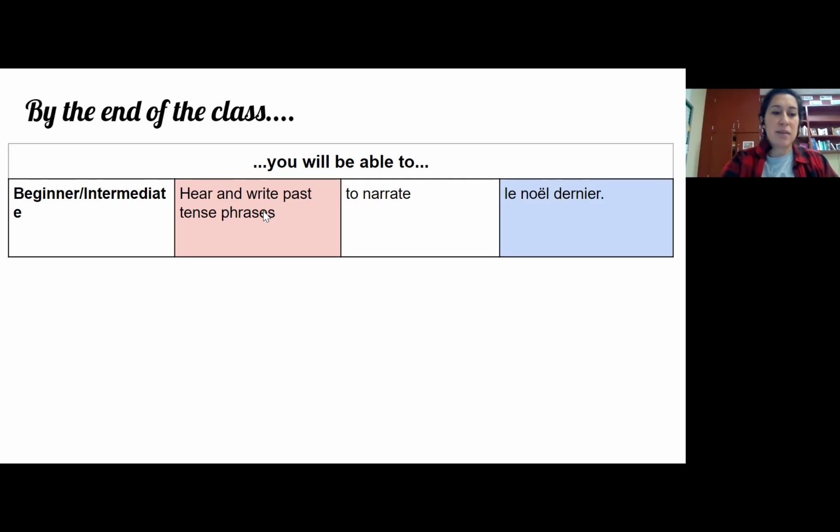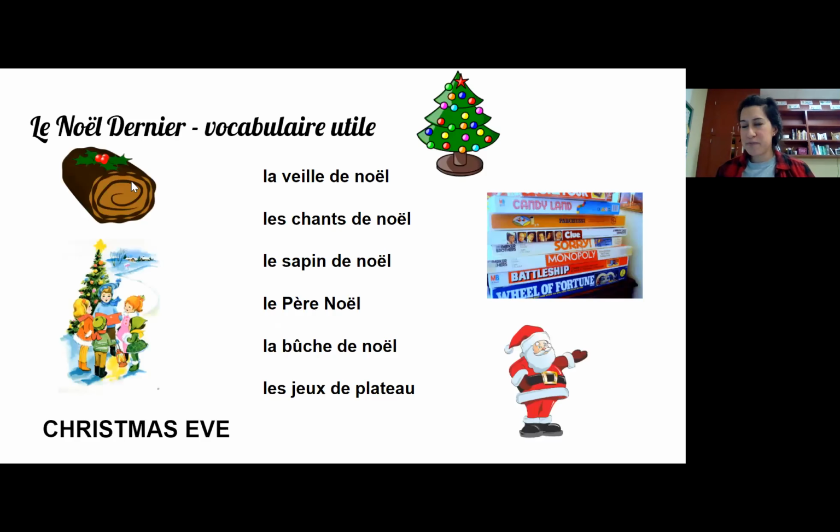We've been focused on celebrations and past tense, and that's been our whole unit theme. And we're coming to the end now of the unit, and we are close to Christmas. Christmas is a culturally appropriate celebration for French culture and Francophone culture. So we're gonna focus on one text today.